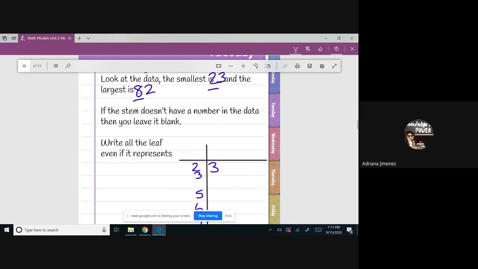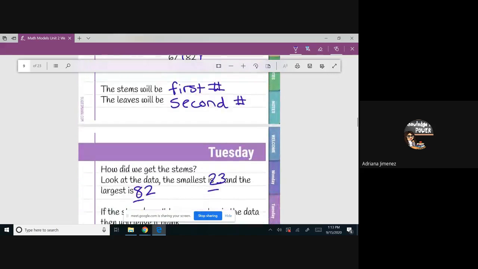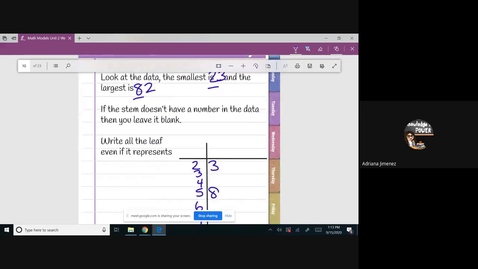We put 30 and 40, but I don't have any 30 or 40s, so you leave those blank. But you still have to show them the 30 and the 40 because you're showing them the spread from 20 to 80. All right, we have 58, so we put an 8.